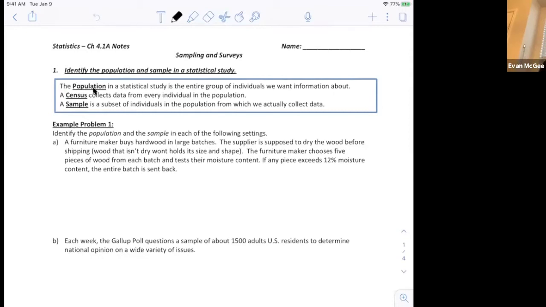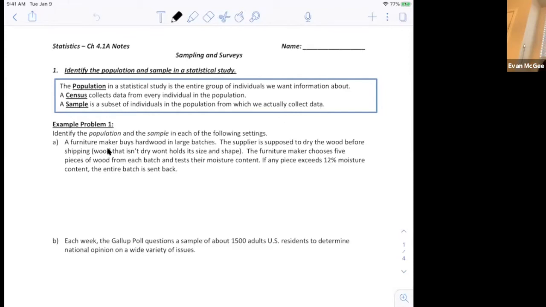The population in a study is the entire group of individuals that we want information about. It's called a census when we collect data from every individual in the population. You may have partaken in the census that the United States did this year. They're just gathering information about everyone in the population. A sample is a subset or a smaller group from the population that we actually collect some data from. So let's look at a couple of examples of how to identify the sample and the population.